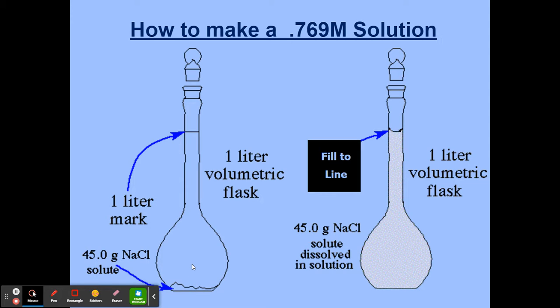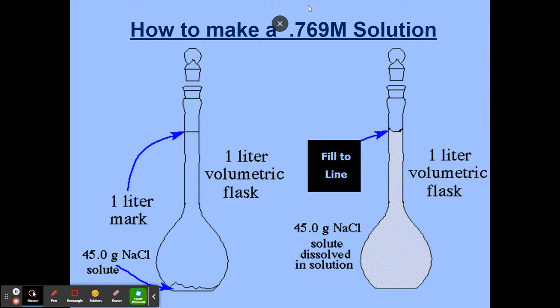For this case right here, if you're making 1 liter of the solution, you can't put 1 liter of the solvent in and then add the solute, because depending on the interaction between the solute and the solvent, the volume can increase, and sometimes the volume can actually decrease as well. So what we do is we add our solute first, then we add enough solvent to get to the volume that we're trying to achieve.